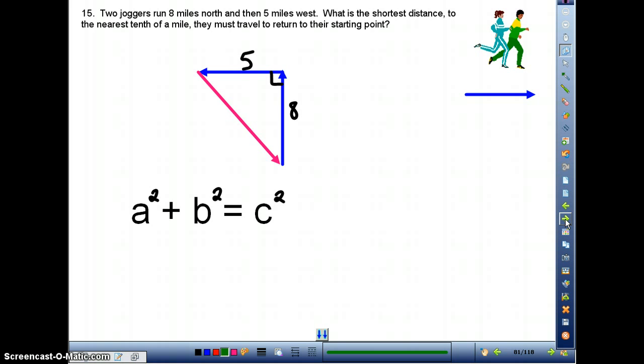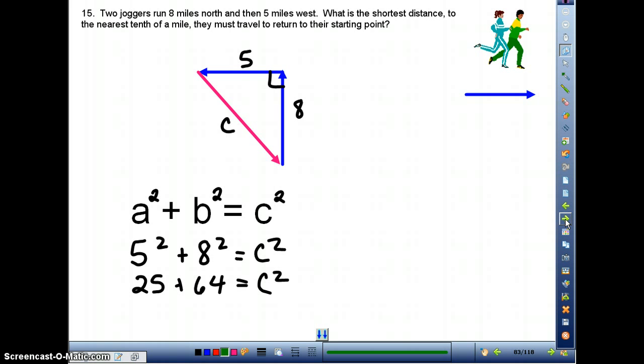Yes, Pythagorean theorem. All right, I need to find my C. C is the most important side to label correctly. That's the long side, or the pink side. So we'll plug in the numbers that we know. 5 squared plus 8 squared equals C squared. 25 plus 64 equals C squared.